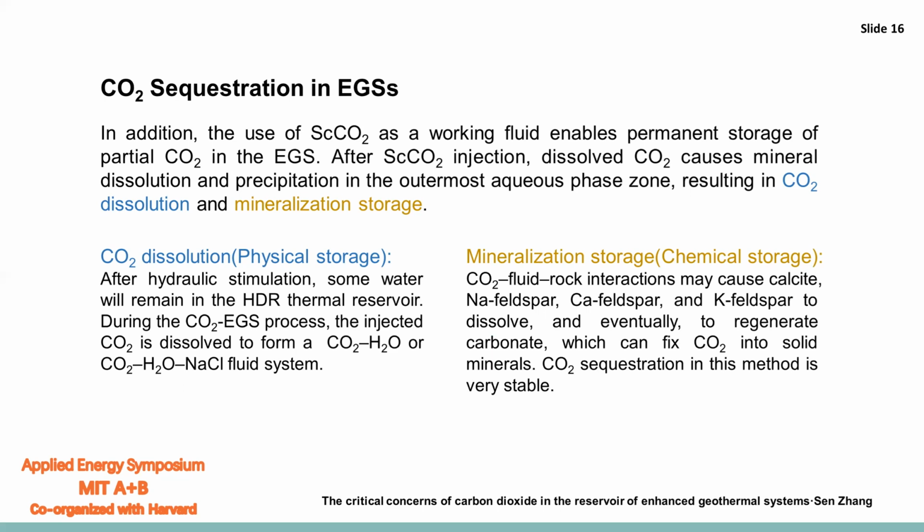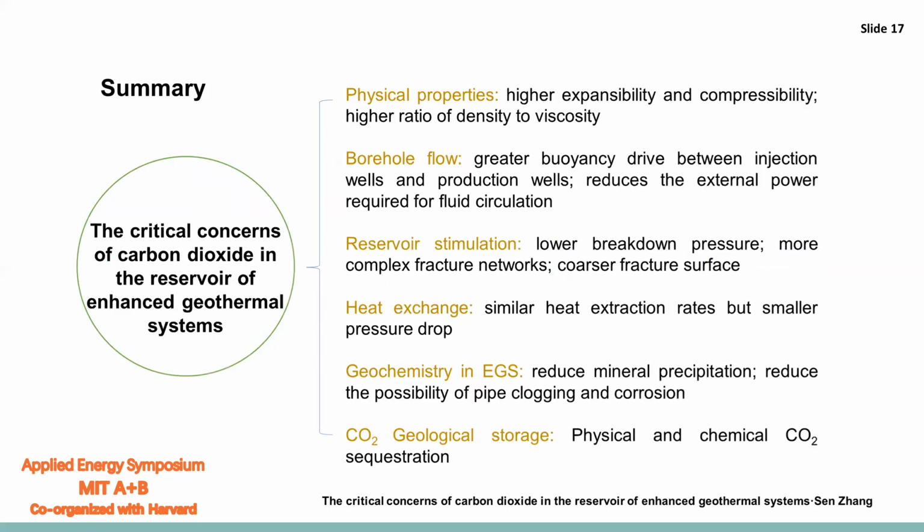In the chemical storage, the CO2 fluid and rock interaction causes the calcite and the feldspar to dissolve and eventually to regenerate or accumulate, which can fix CO2 into solid minerals. So CO2 sequestration in the chemical mineralization form is very stable. So in summary, we talked about 6 different aspects of the carbon dioxide in the reservoir of EGS.